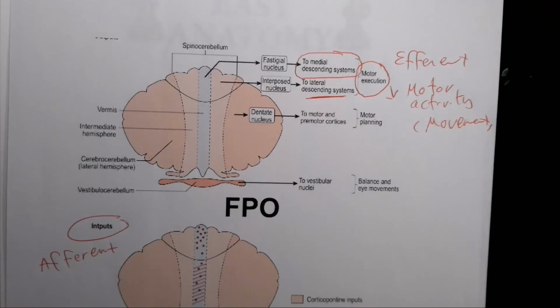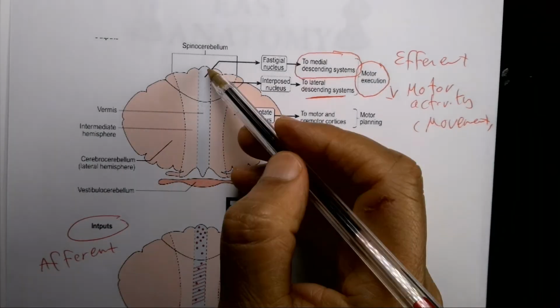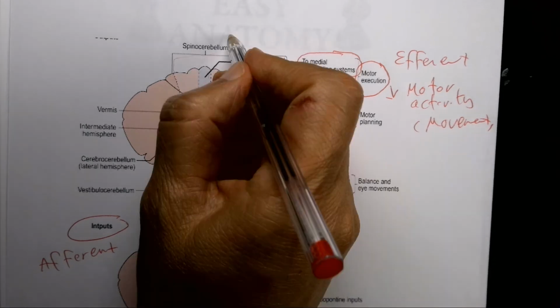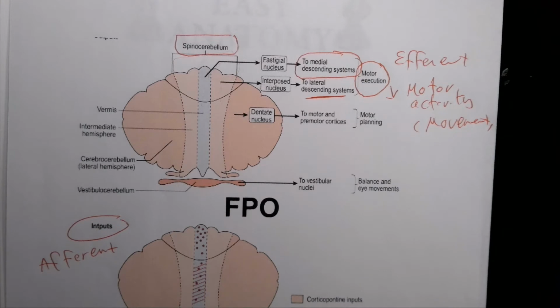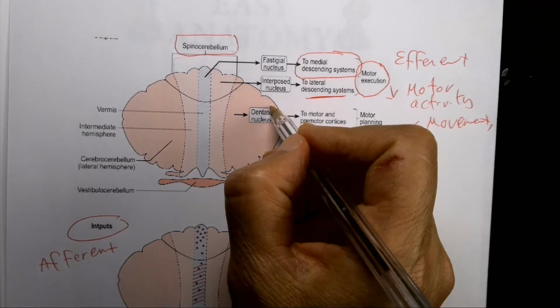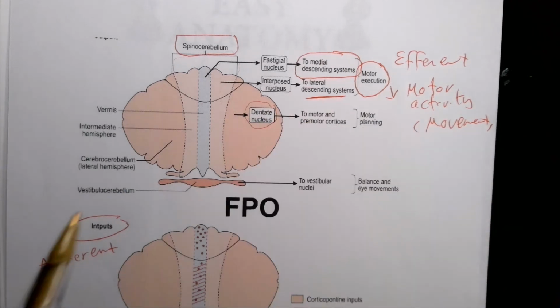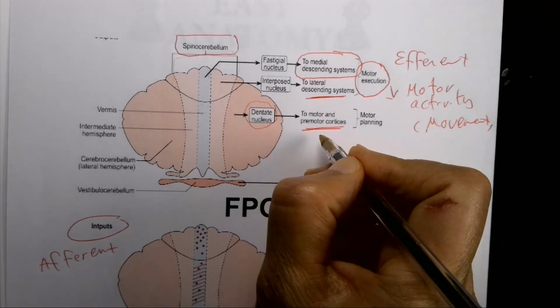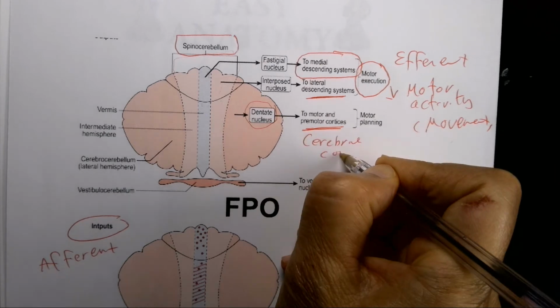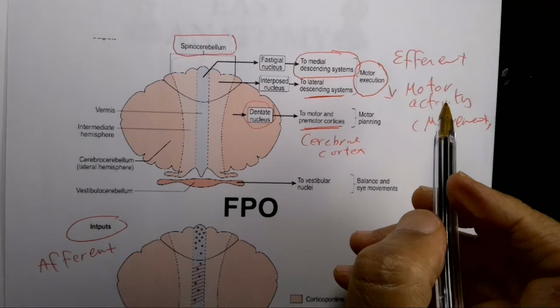Okay, so again, we call them together the spinocerebellum. Then laterally, you will see that the dentate nucleus is going to send efferents to the motor and premotor area in the cerebral cortex. This is for motor planning.